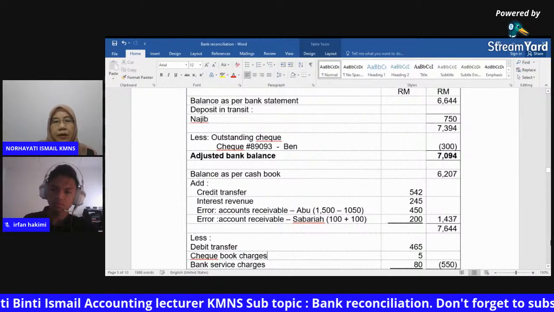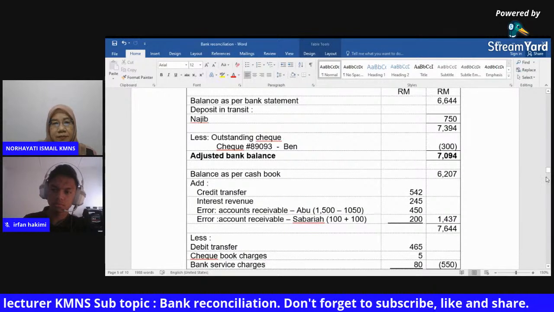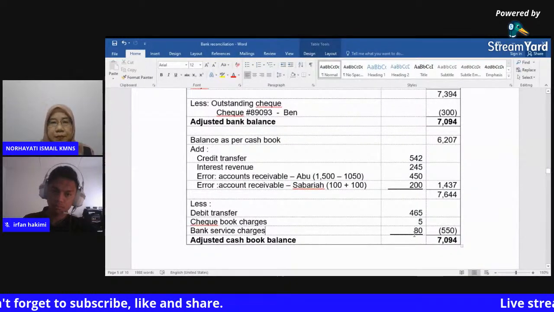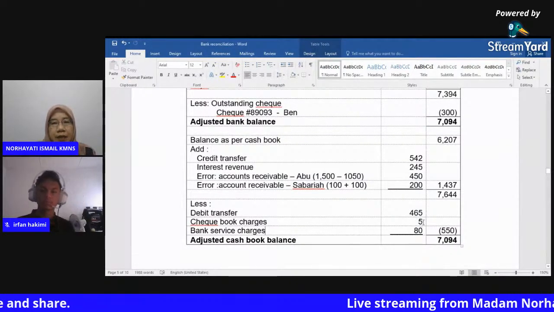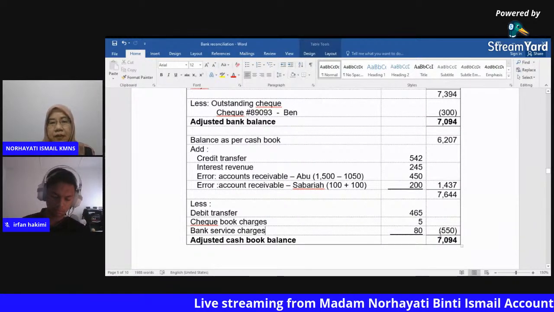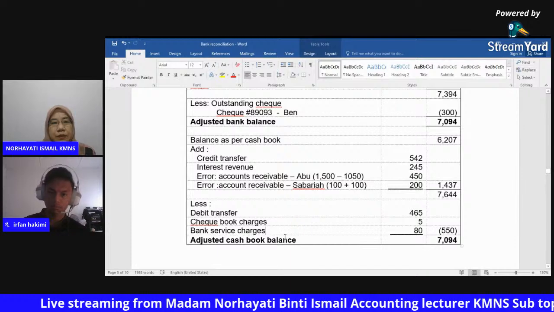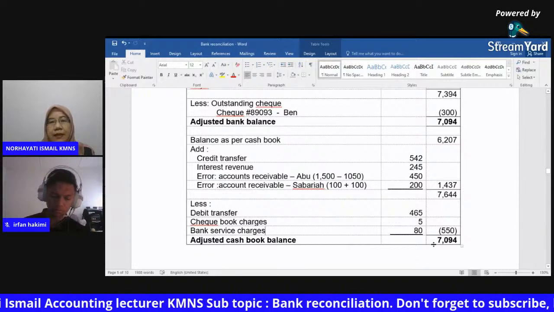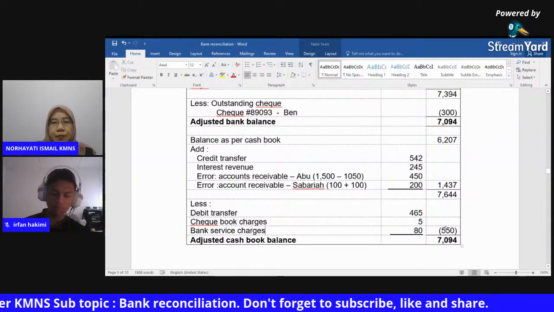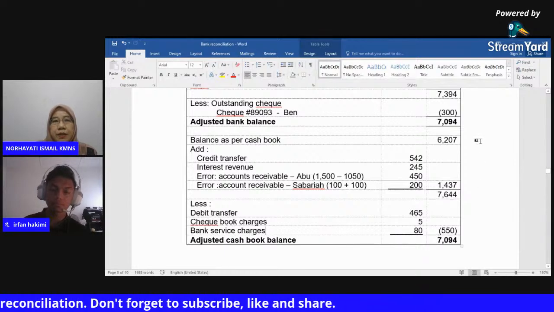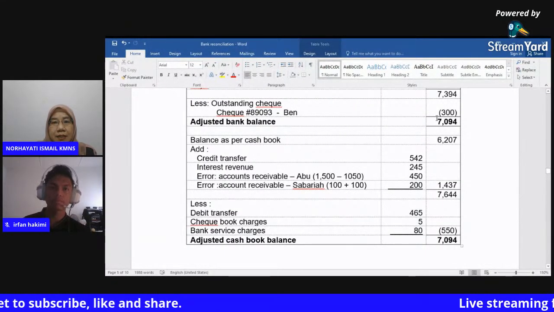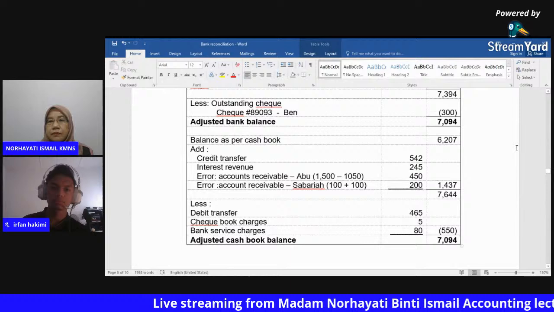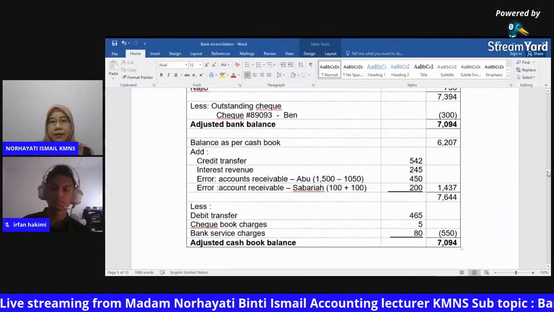This item had been recorded in the bank statement but not recorded in the cash book. So the amount for 165, RM5 and RM80, the total for payment is 550. So when you make an adjustment for cash book balance, you will get 7,094. So the amount for cash book balance must equal the bank statement balance, that is 7,094. So now we go on to the last question, question number 4.